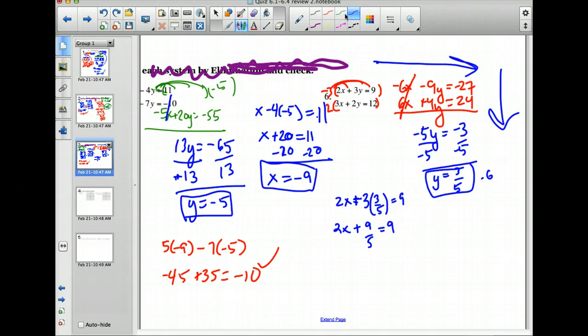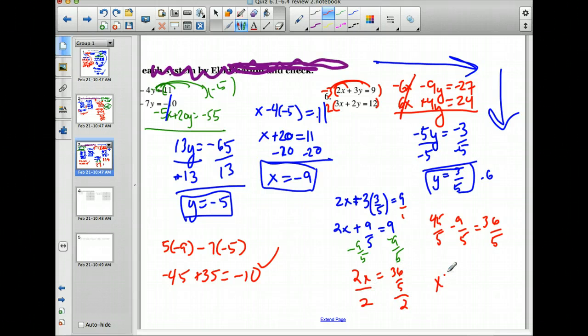So I'm going to subtract 9/5 from both sides. And remember, 9 is the same as 45 over 5. So common denominator, multiply 9 over 1 by 5 on the top and bottom gives me 45 over 5 minus 9 over 5, which gives me 36 over 5. So that gives me 2x equals 36 over 5. Divide both sides by 2, and I get x equals 18 over 5.